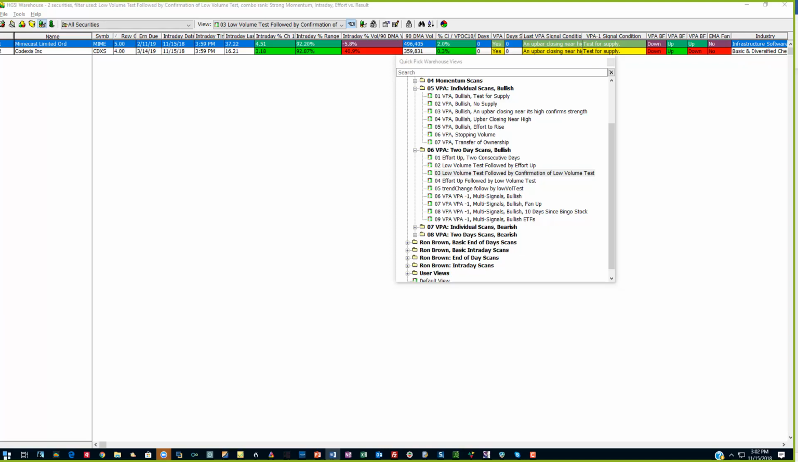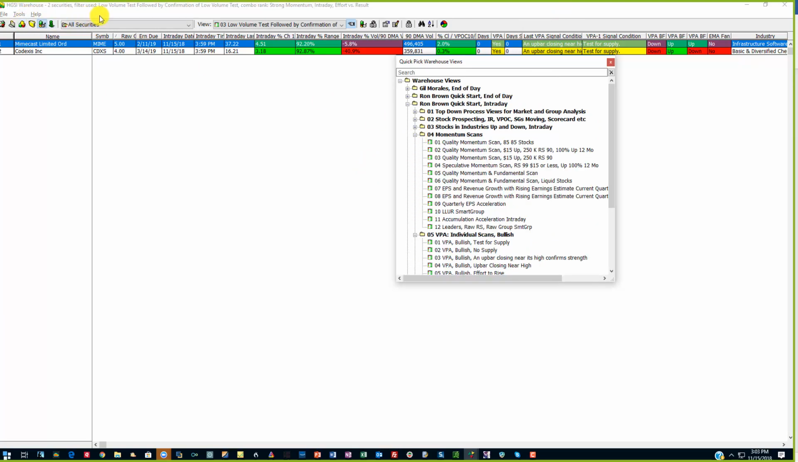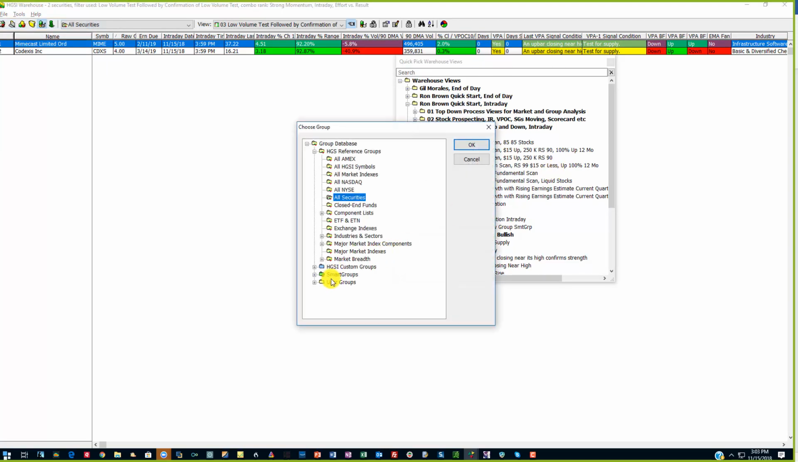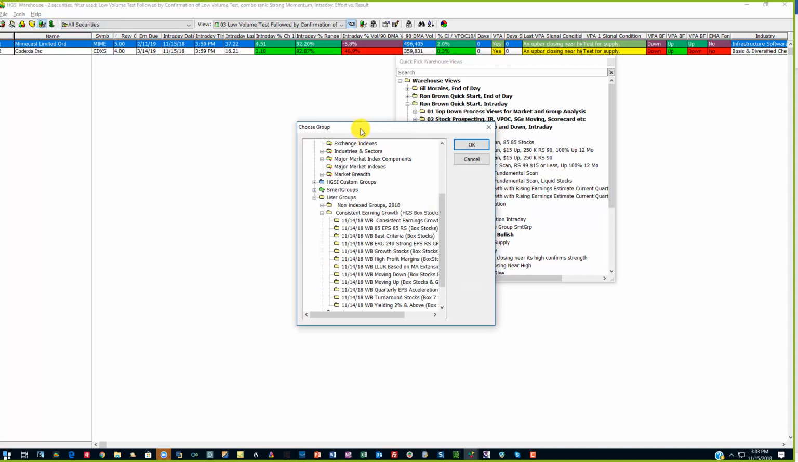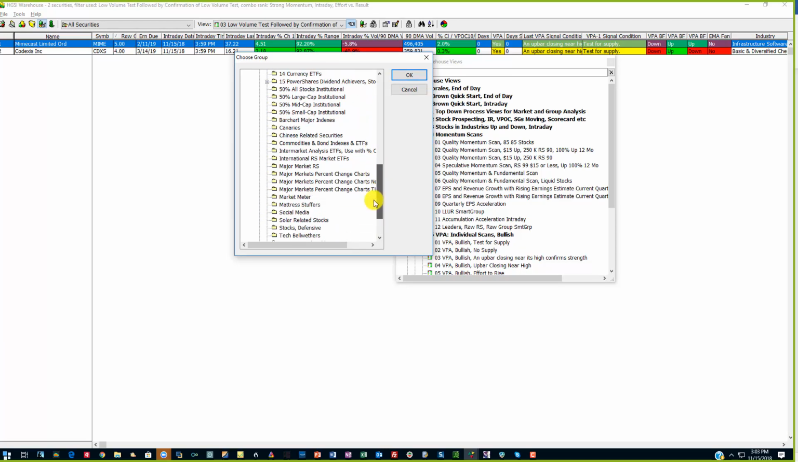that's a shadow stock. So we have box stocks, we have shadow stocks, we have pocket pivots, and I want to do one more that I think you may be interested in if you're a dividend investor. I'm going to choose the group. I'm going to go down to my user groups. I didn't want that. Go into the market analysis user groups, and there is a group in here called PowerShares Dividend Achievers. And occasionally under there, these are the industry groups that they belong to. But if you like stocks that pay dividends, and this list is maintained by PowerShares. I don't have anything to do with it, okay?